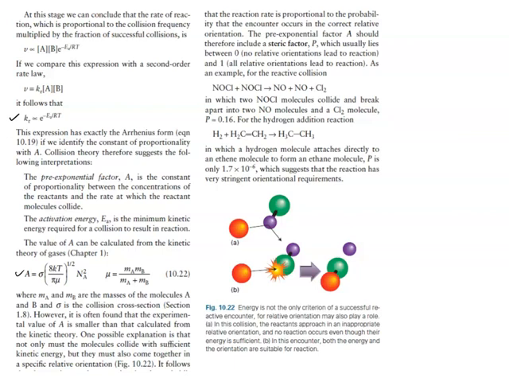As an example, look at the following, in which 2 NOCl molecules collide and break apart into 2 nitrogen monoxide molecules and a chlorine gas molecule. For this example, P is approximately equal to 0.16. For the hydrogen addition reaction, shown below, P is only 1.7 times 10 to the negative 6, which suggests the reaction has very stringent orientation requirements.